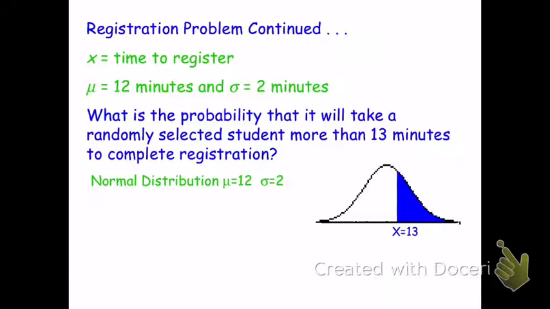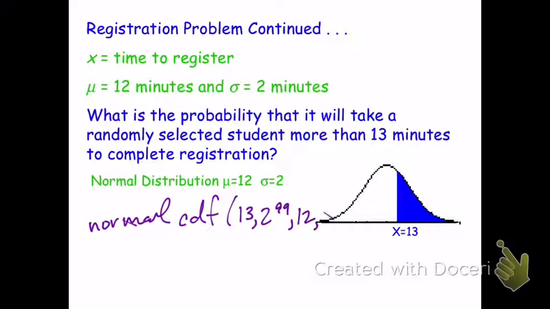What is the probability that it's more than 13? What would I do? 13 is your lower bound. Change your max to infinity and make your lower bound 13. So normal CDF, 13 to infinity, 12, 2. Negative 0.691.